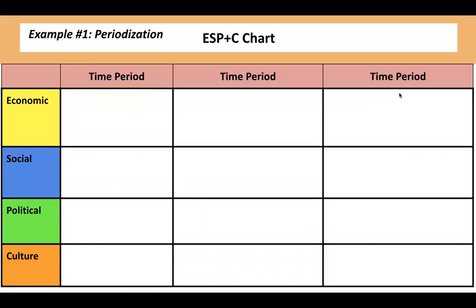So here are a couple examples of how you could use this chart. In example 1, you can have students organize large chunks of information into these 4 broad categories. Perchance you want to use this as a studying or a periodization tool, and you could look at a particular region, or a particular nation or empire and see, well, how have economics, social, political, or culture changed over time?